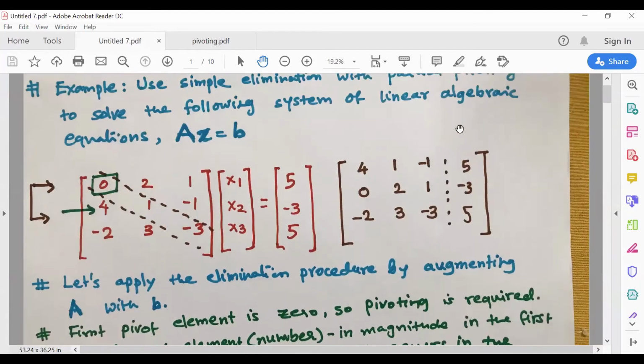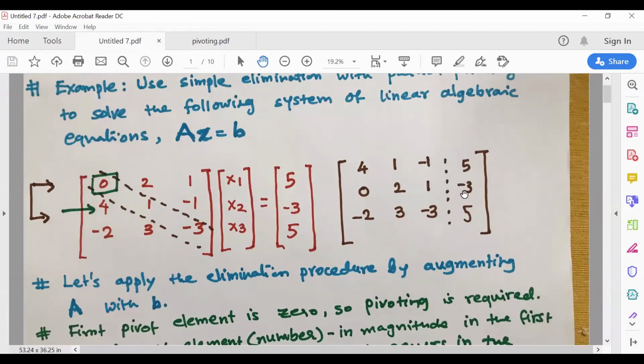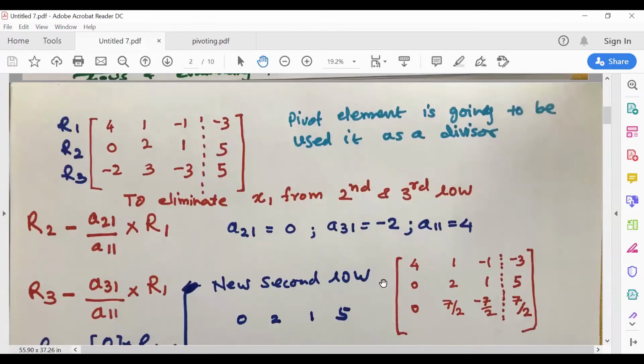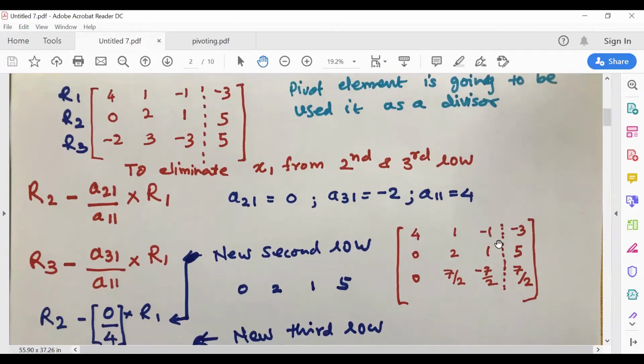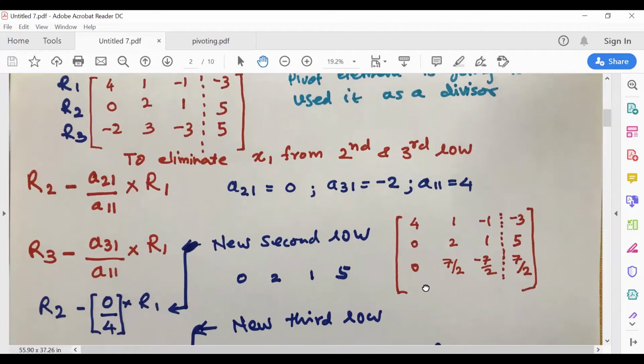So this operation was easy to do. Here I had by mistake written 5 in the above part; it should be 5 in the middle and minus 3 in the above part. After performing the elimination, you get this matrix: 4, 1, minus 3, and then 0, 2, 1, 5, and 0, 7 by 2, minus 7 by 2, 7 by 2. So these two members are now eliminated.